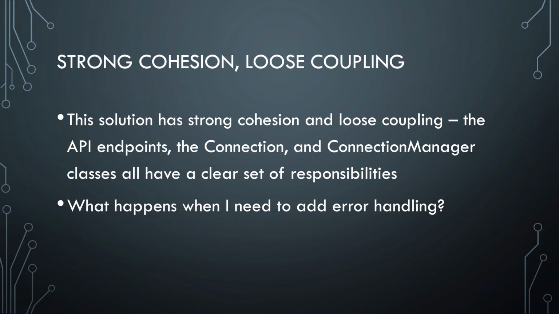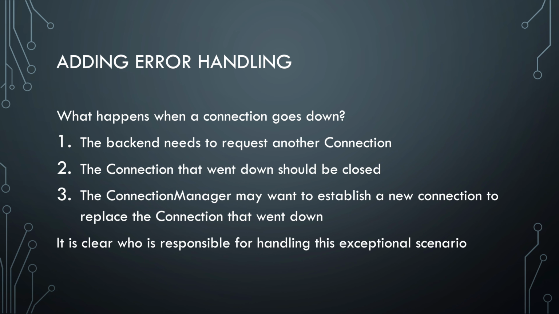As a result, this solution has strong cohesion and loose coupling. The API endpoints, the connection, and connection manager all have clear responsibilities. You can now also add error handling in the right spots. For example, what happens when a connection goes down? The backend needs to request a new connection. The connection that went down should be closed, and the connection manager might want to establish a new connection automatically to replace the one that went down.